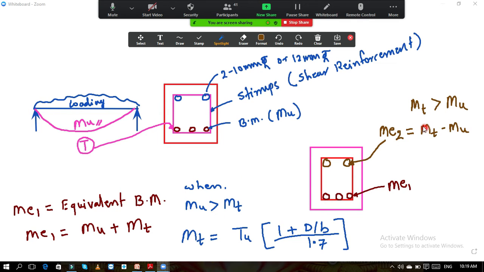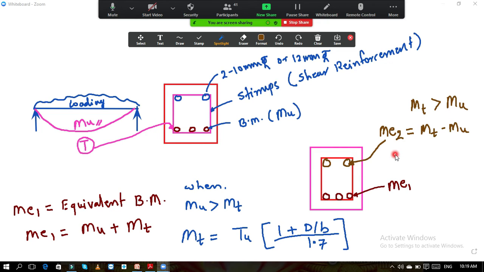Now if the reverse case is there, if your Mt is greater than Mu, then what we need to do? Then you have to calculate this moment Me2. This is the hogging moment which is developed at the top. So Me2 is nothing but Mt minus Mu. For the difference between these two, whatever the remaining moment is, you need to provide steel at the top, by using the formula of Ast.